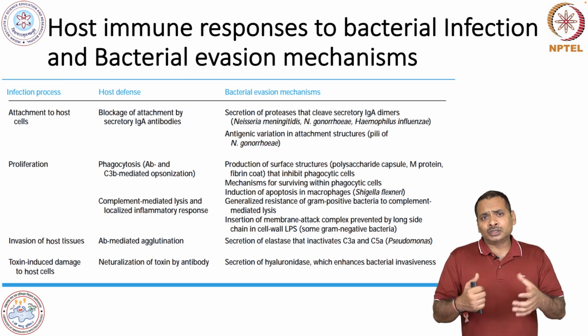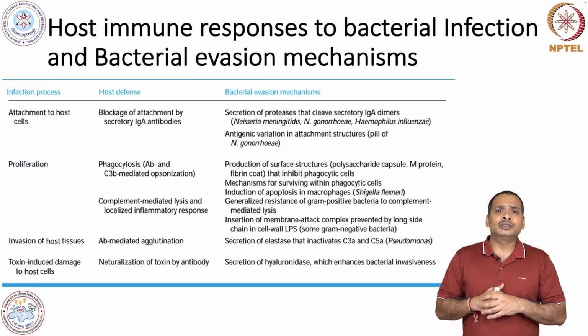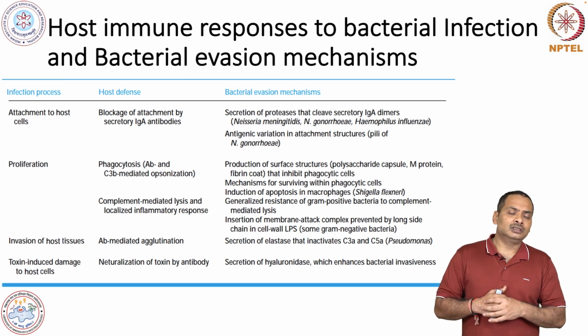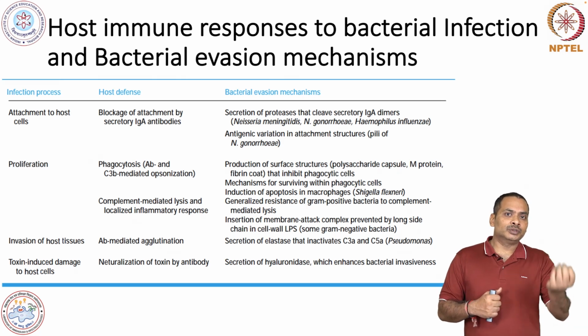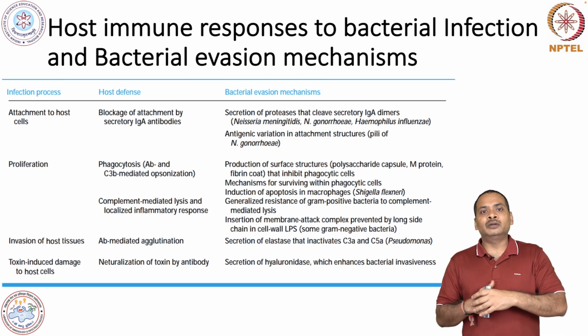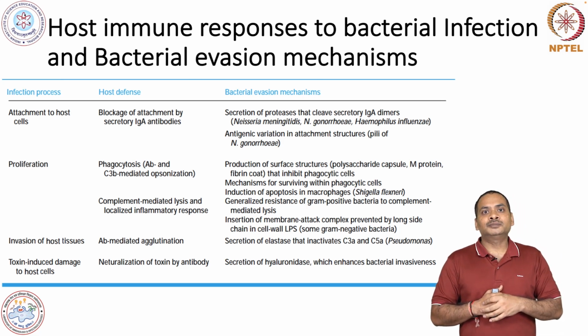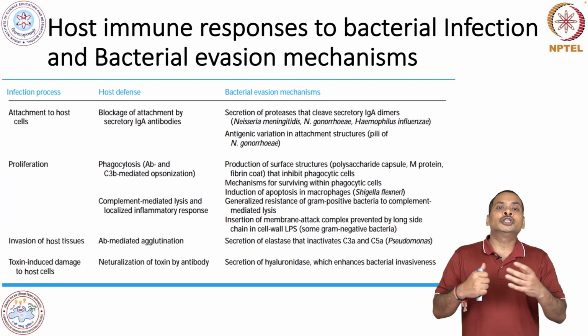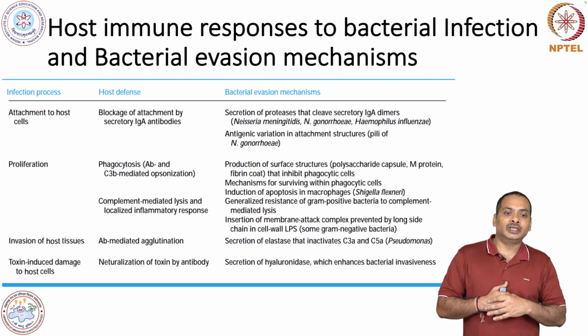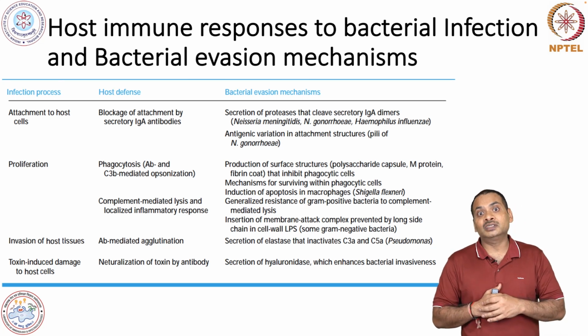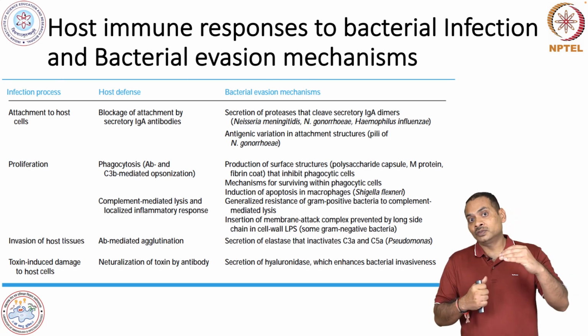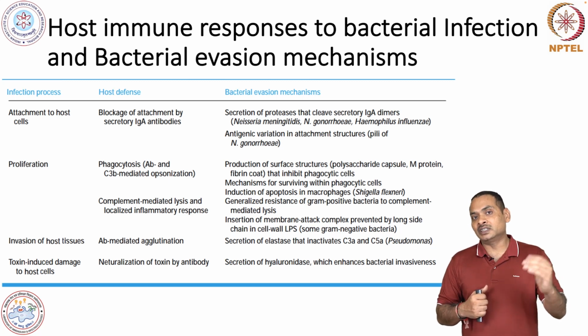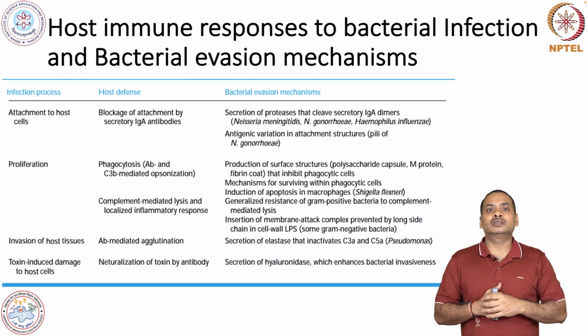There is also toxin induced damage to the host cell. Some bacteria produce toxins and then damage the host cell in order to establish the infection. So what is the protective response? Neutralization of these toxins by antibodies, as I told you in the previous session. This is one of the key ways by which the host protects against extracellular bacteria as well as the toxins produced by these bacteria.